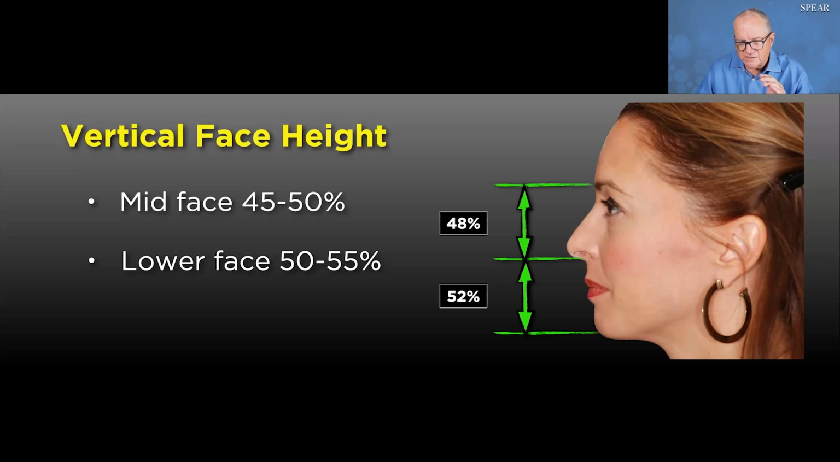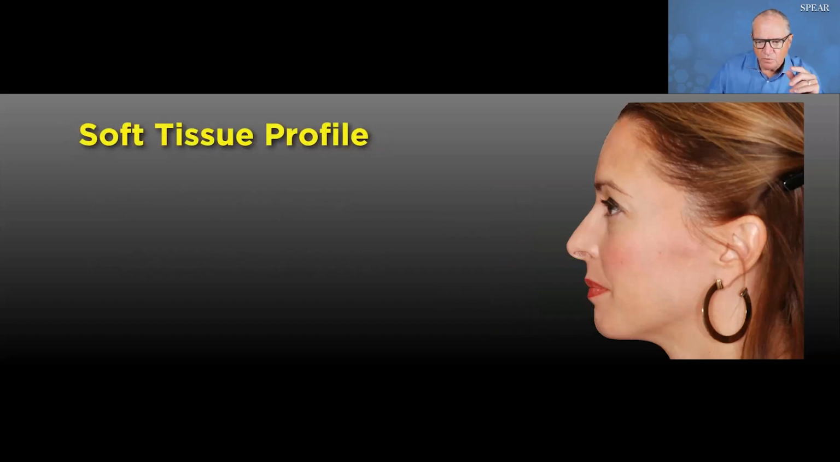When you see some patients who happen to have really steep mandibular plane angles, gummy smiles, you'll end up seeing the lower face 55 to 60%. When you see real square-jawed patients that don't have much tooth display, you'll see the lower face actually less than 50%. We also then can look at profile.